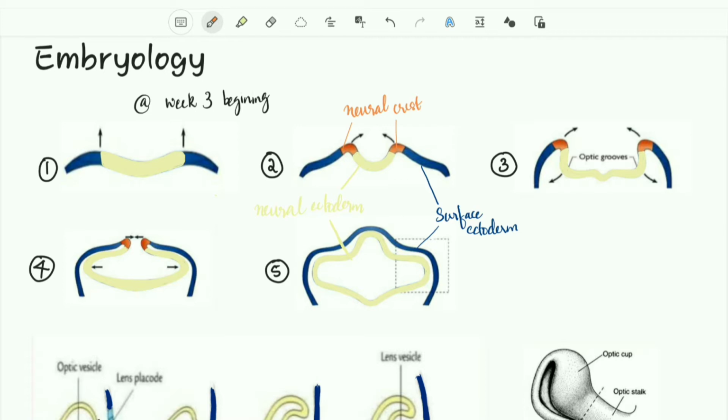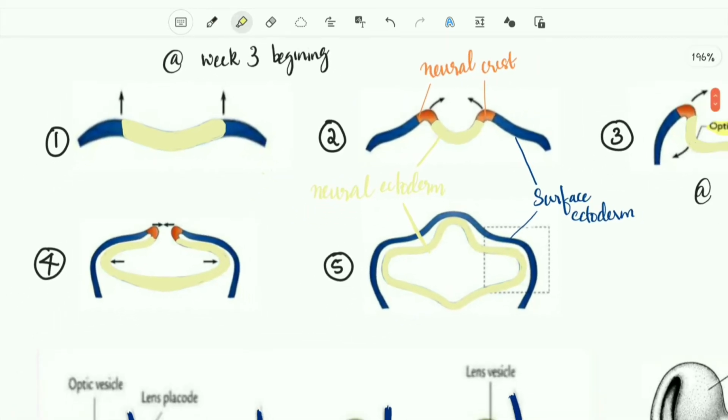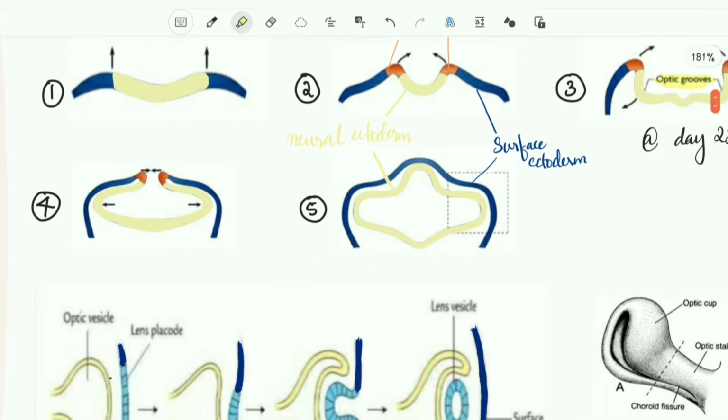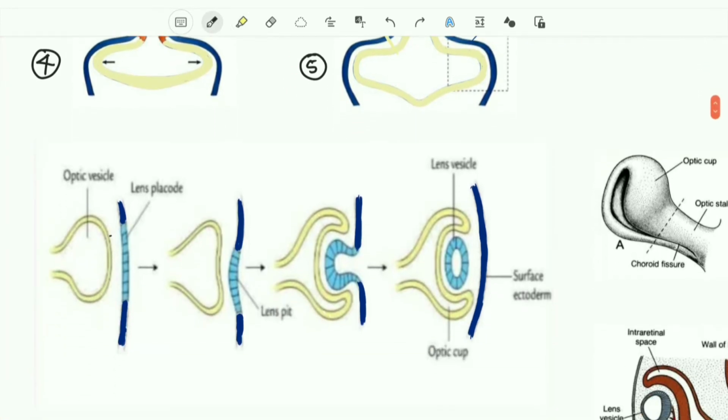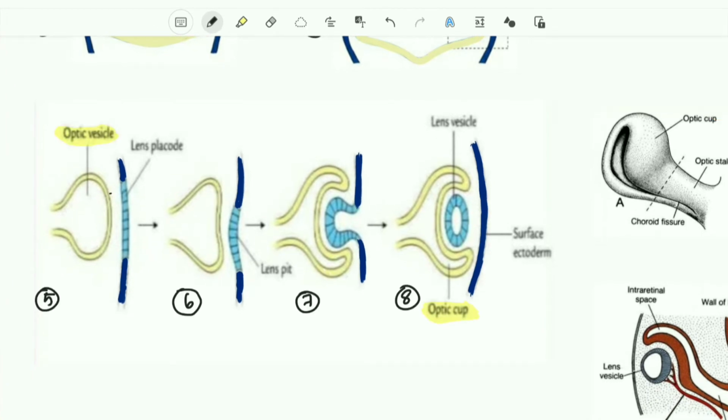The optic groove appears on day 22. Here you can see the optic groove is moving towards the surface ectoderm, and the neural tube is also being formed. Later on, the optic vesicle becomes the optic cup. By the end of the third week or the beginning of the fourth week, the optic vesicle and lens placode are seen. The lens placode becomes the lens pit, then becomes the lens vesicle at week 6. The lens vesicle is enclosed by the optic cup.